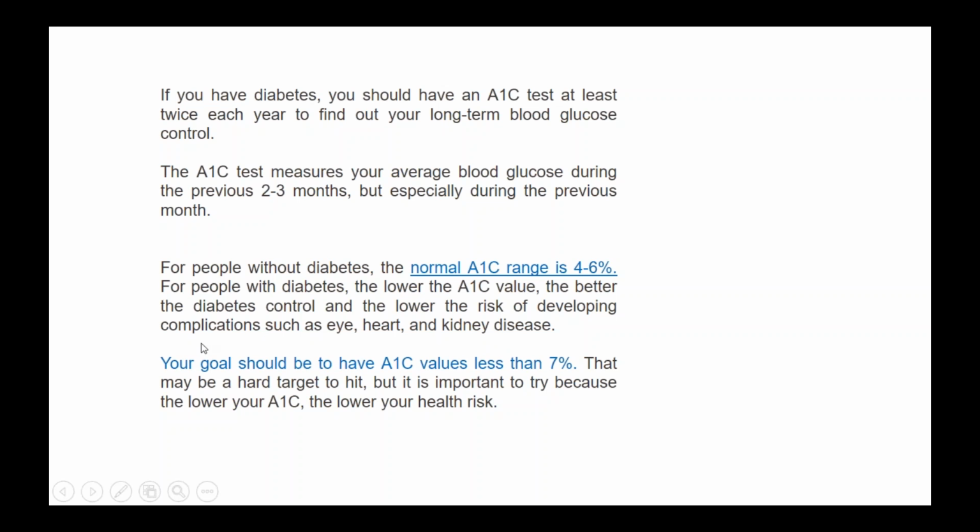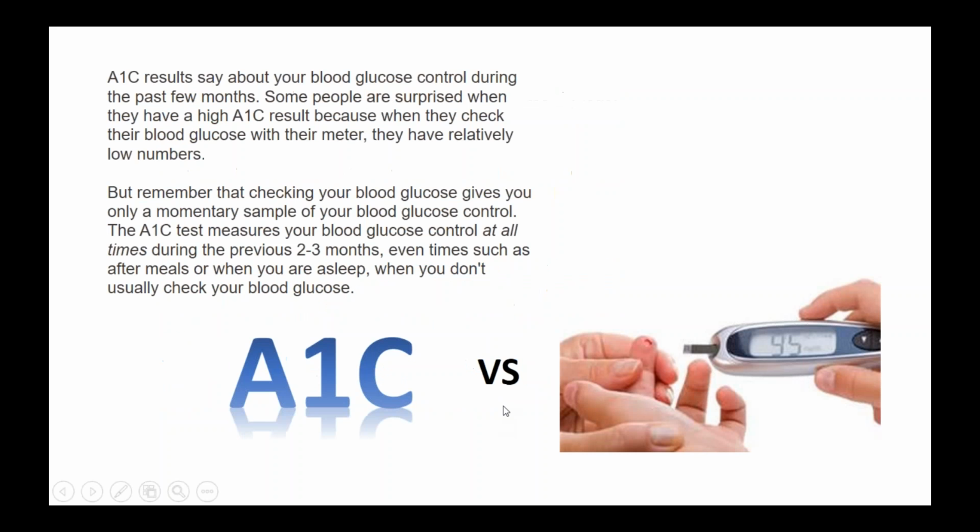For diabetics, the goal should be to have the A1C value less than 7%. Okay? That means the hemoglobin molecule will have less than 7% covered by glucose stuck to it. Okay? It may be a hard target to hit, but it's important to try because the lower your A1C, the lower your health risk of all the other things that diabetes can bring. Okay?